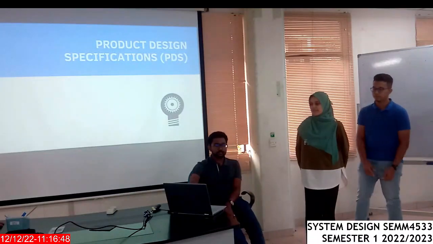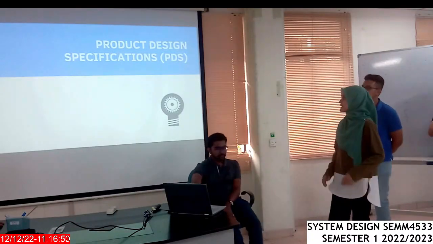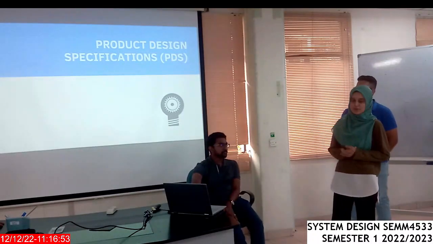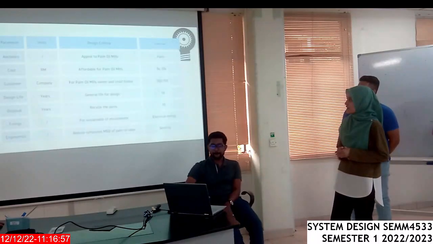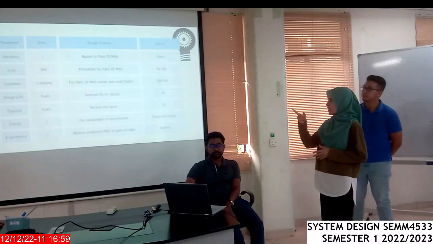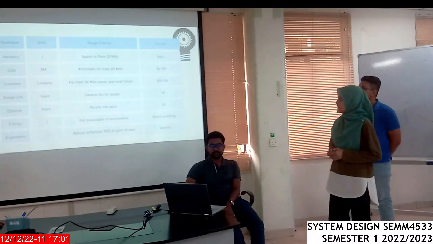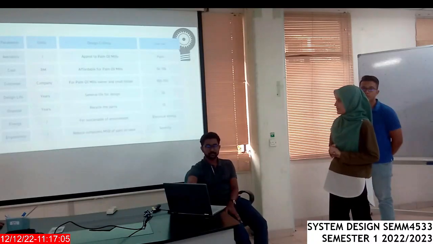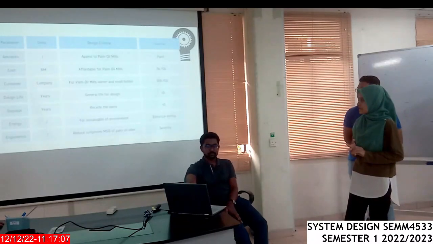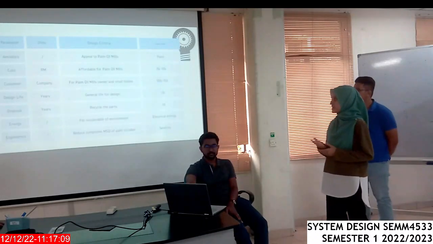Okay, next I'm going to present the product design specification, PDS. We have more than 20 PDS. I'm not going to touch every single one of them. For example, the first one is the cost. We want it to be affordable. Our range is 5 to 10 feet. Design life is about 10 years. And for energy, we are going to use electrical energy.